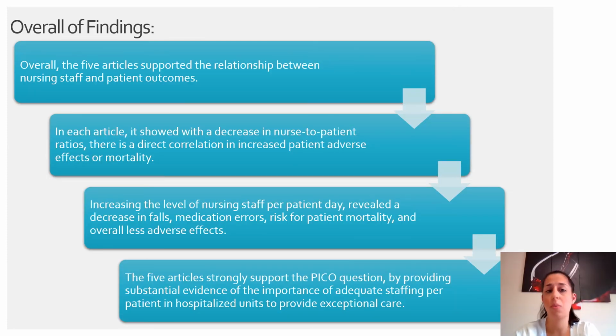Overall, the 5 articles support the relationship between nursing staff and patient outcomes. In each article it showed that with a decrease in nurse-to-patient ratios, there is a direct correlation in increased patient adverse effects or mortality. Increasing the level of nursing staff per patient day revealed a decrease in falls, medication errors, risk for patient mortality, and overall less adverse effects. The 5 articles, again, all supported the PICO question, providing substantial evidence of the importance of adequate staffing per patient in hospitalized units to provide exceptional care.